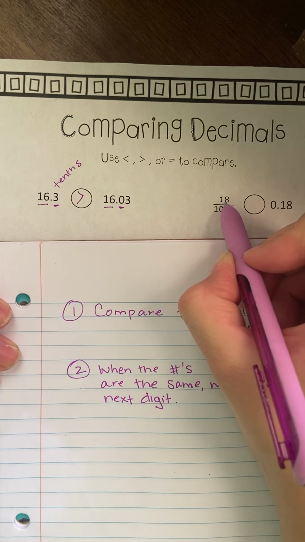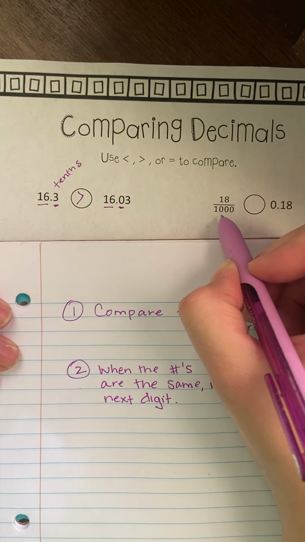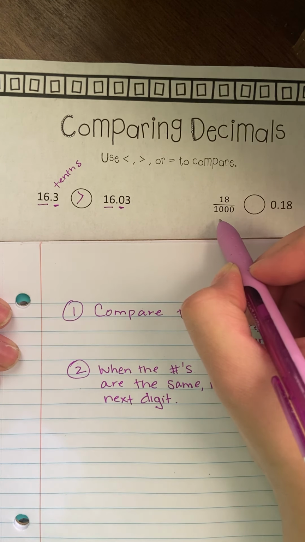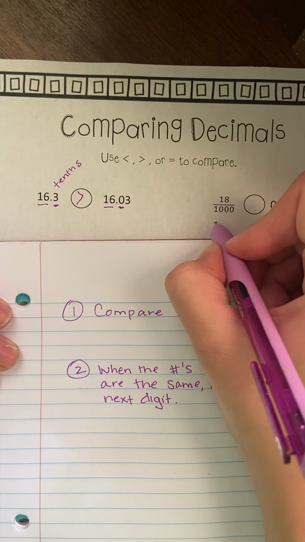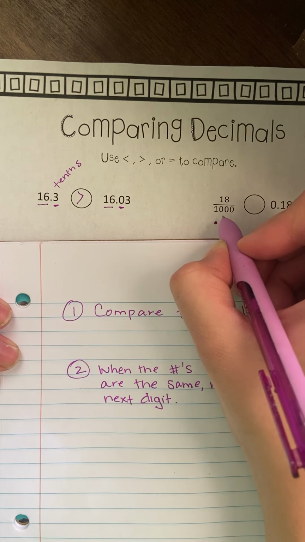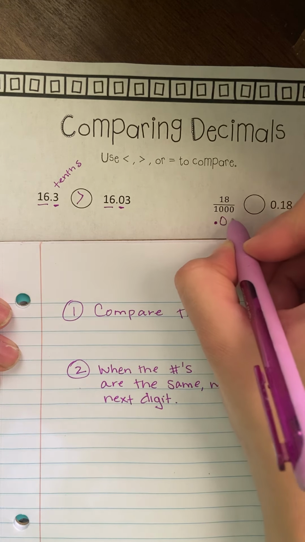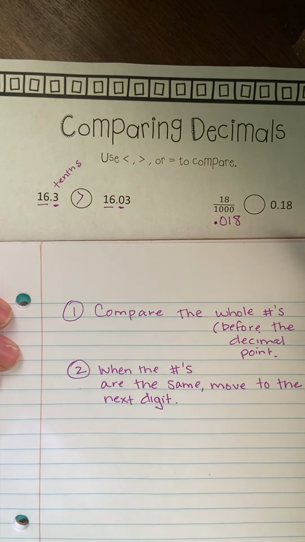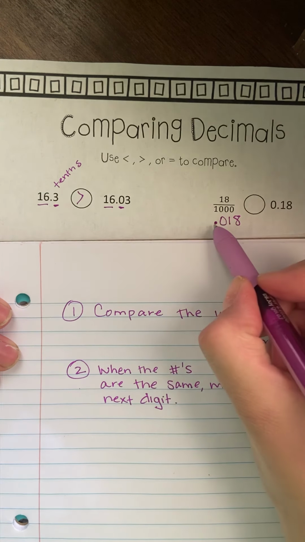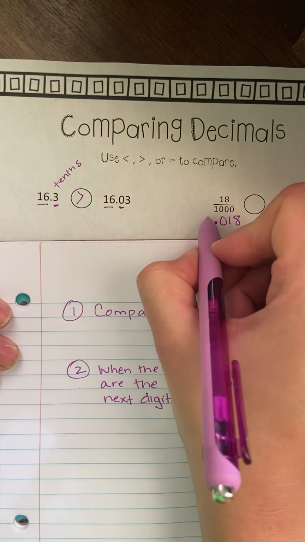All right, when you have a problem like this one, for example, what you would want to do to easily compare these is either write this as a fraction or write this one as a decimal. Okay, so those are going to help you compare that. So if we have 18 thousandths, then we know the thousandths place is 3 places after the decimal. So I have to have 3 digits after the decimal to be in the thousandths place.